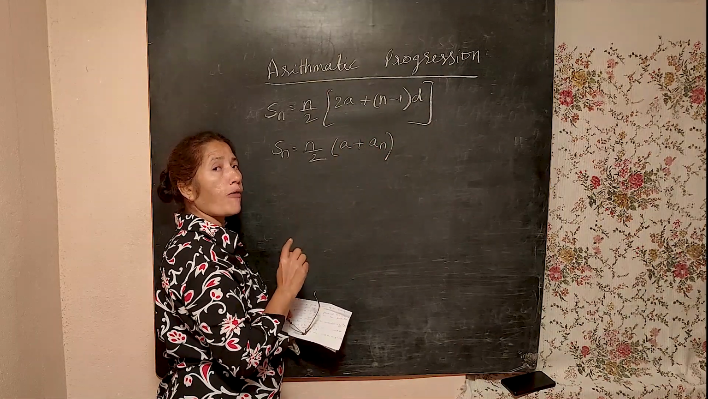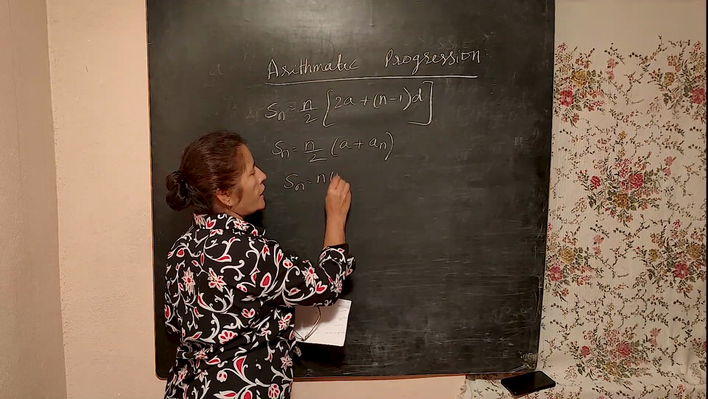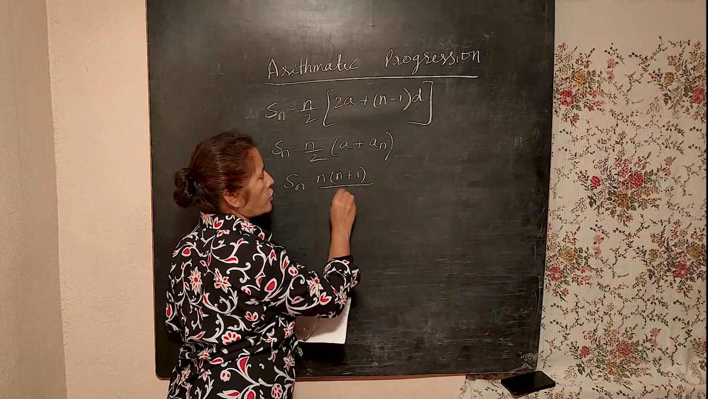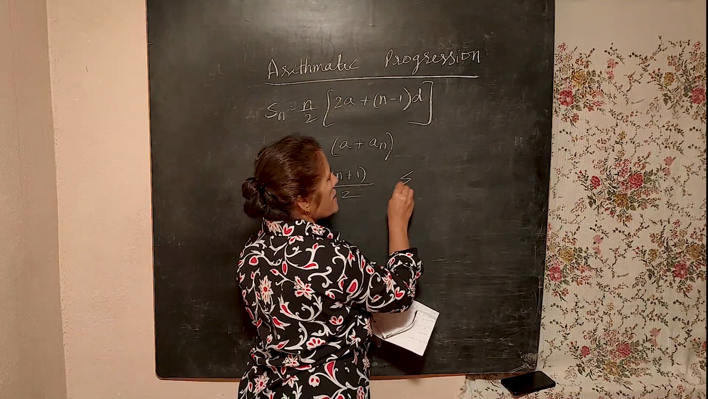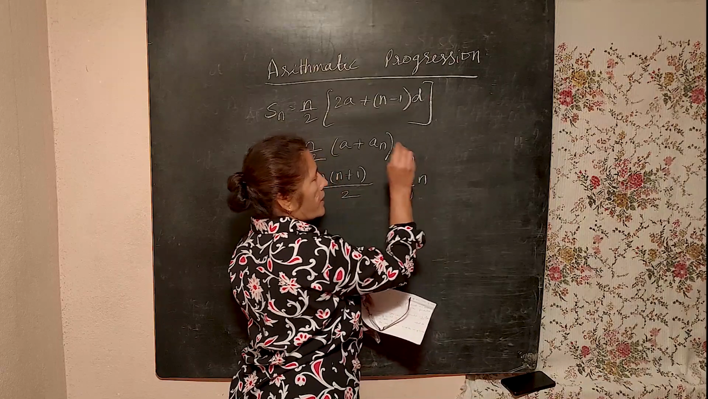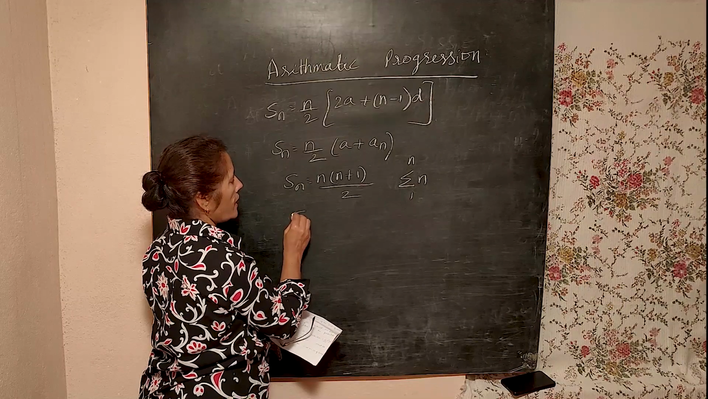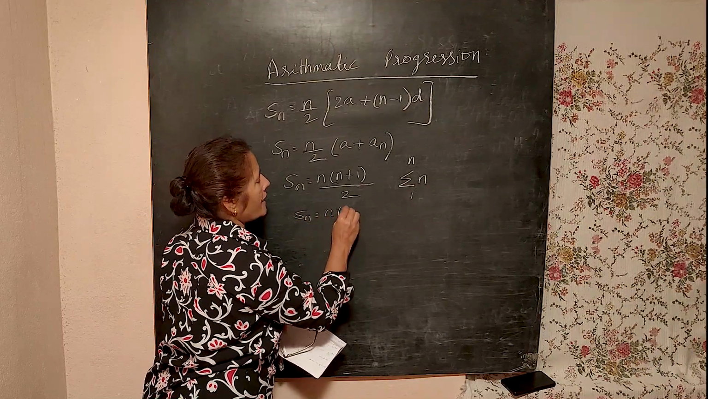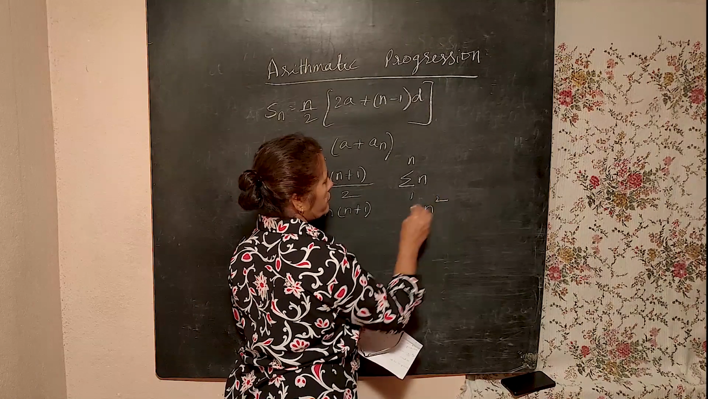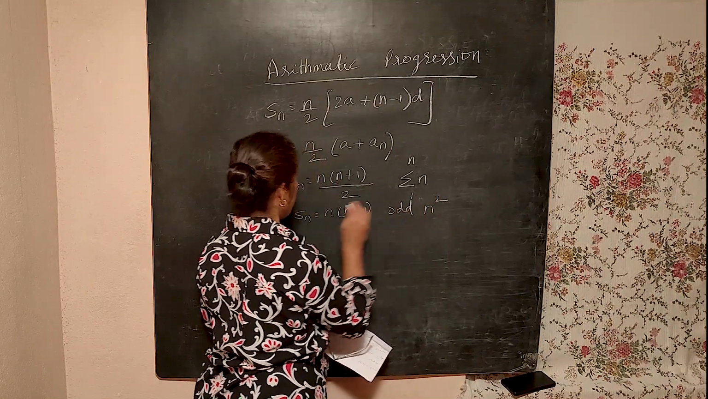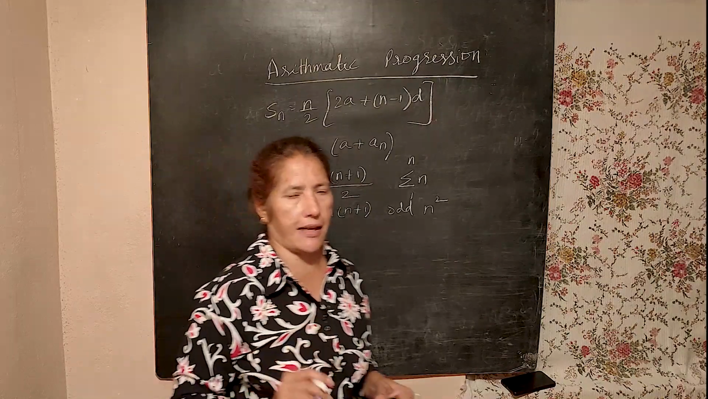What is the sum of all natural numbers? Sn is equal to n into (n plus 1) divided by 2. I said you can write this as sigma n from 1 to n. What is the sum of all even natural numbers? Sn is equal to n into (n plus 1). Odd natural numbers, n square. So this is odd, this is even. That is what we studied in the last class.